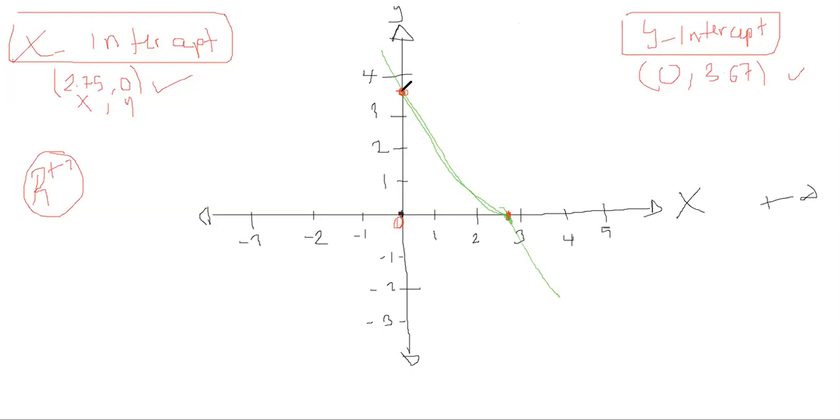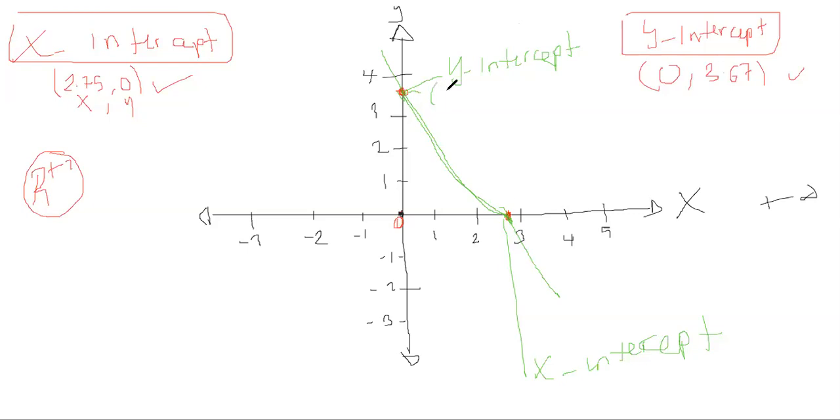So this point is the y-intercept. And this point is the x-intercept. When we talk about the x-intercept, it's a point where y equals 0, or a point where the graph crosses the x-axis.